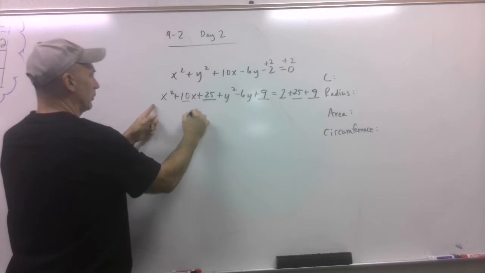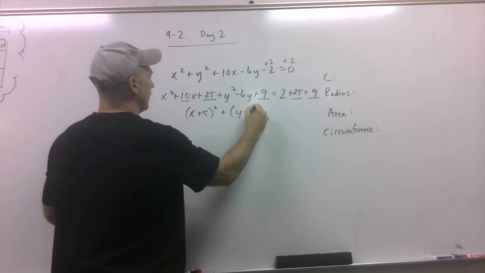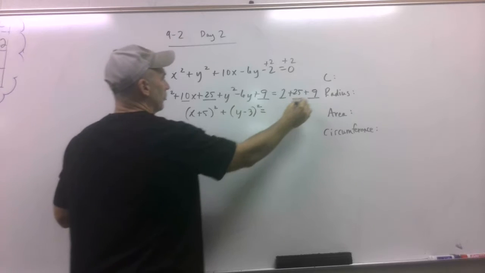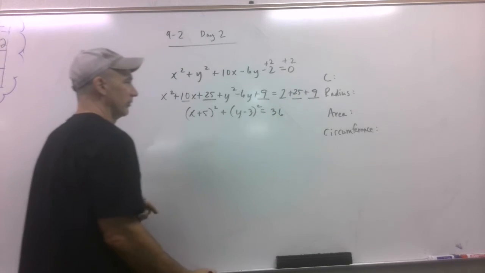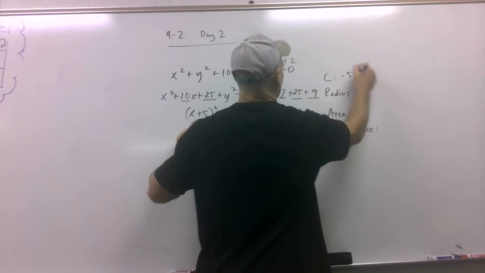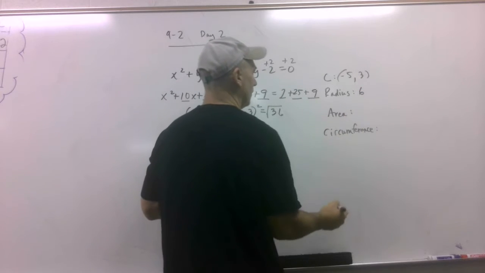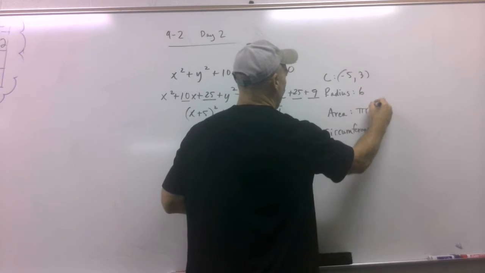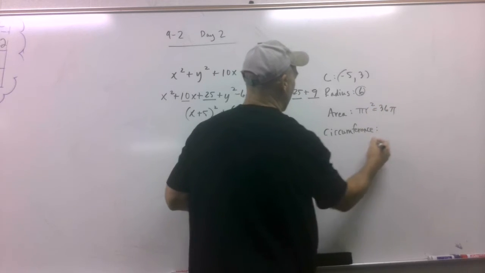This is my perfect square trinomial. Hopefully you're really good at those. Y minus 3 squared. Add this all up. 27, 9. Look how nice they are. 36. What's the center? -5, 3. What's the radius? Well, I got to take the square root of that, 6. Area, formula's pi r squared. Got to use that, square it, 36 pi.